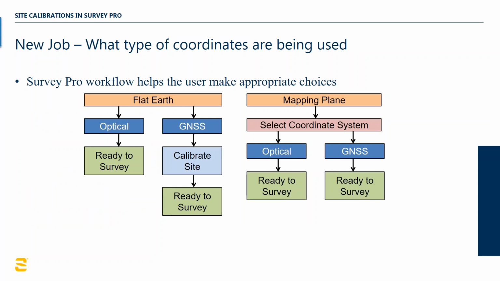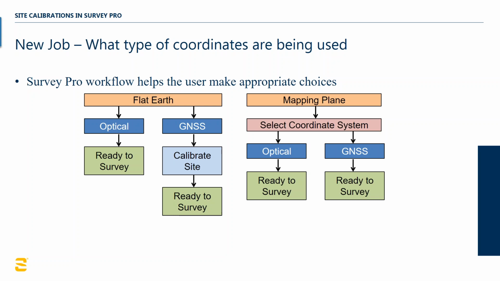So the previous page, do we want to work on the ground, or do we want to work in a mapping plane? And that's the same thing. We're aiming to get to those green boxes at the bottom that say ready to survey, right? And if we're optical and we've got ground coordinates, we can just occupy backsite, we're ready to survey. With GNSS on the ground, we're going to have to calibrate to that ground. We're going to have to go out there and occupy, and we're going to have to do some type of a calibration to make it fit from space into our project.